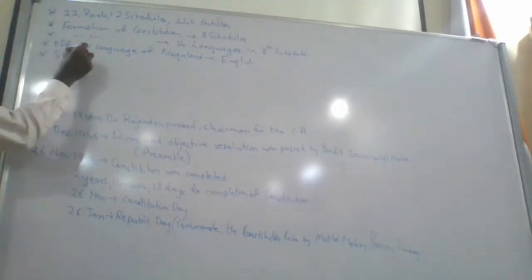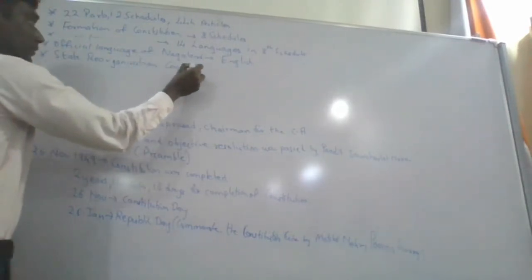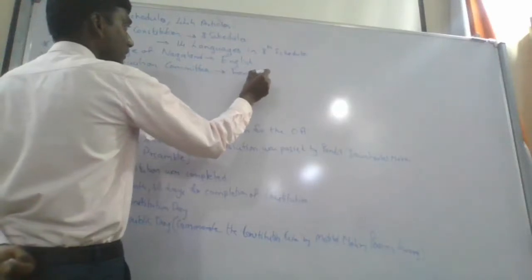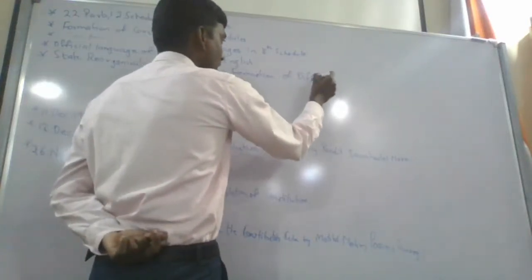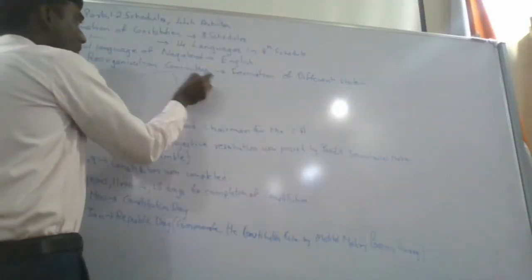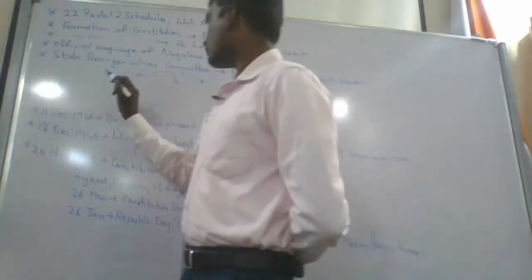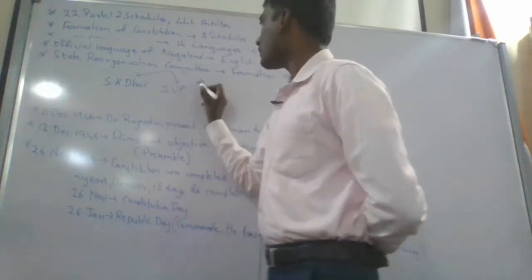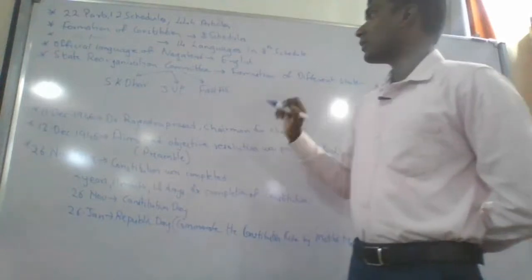Next, State Reorganization Committee was responsible for the formation of different states in India. Now, under this, make 3 arrows. The first one is SK Dhar Committee. Next, you have JVP Committee. And next, you have Fazal Ali Committee. Okay, these 3 committees.